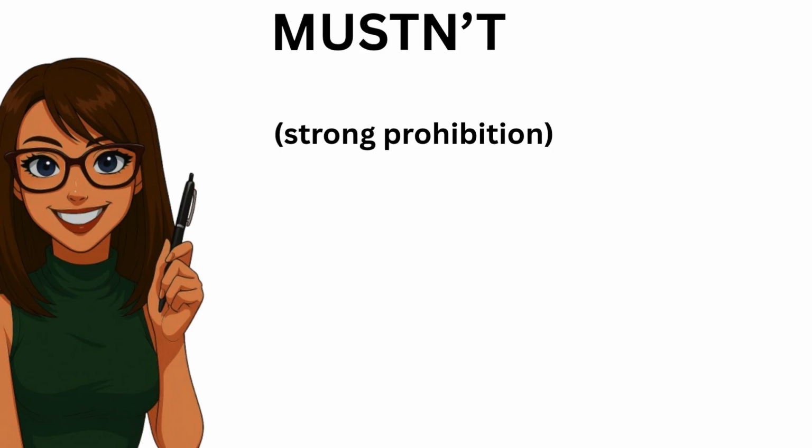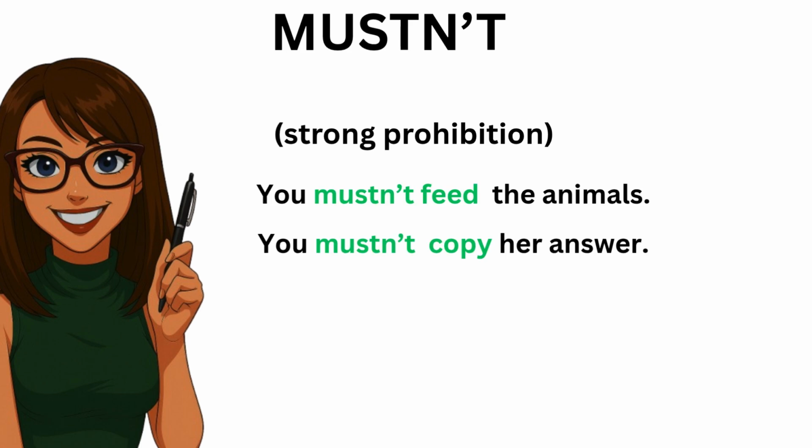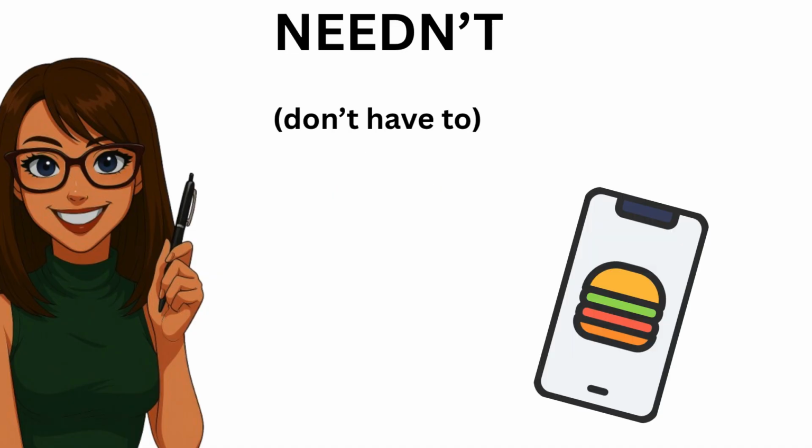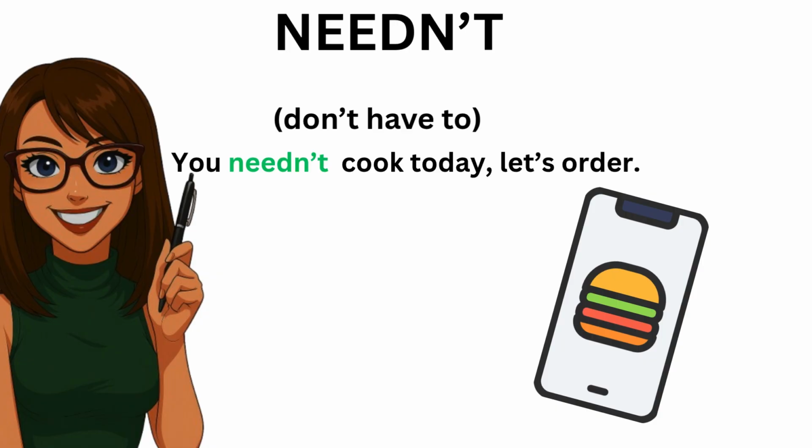Mustn't. We use this modal to show strong prohibition. You mustn't feed the animals. You mustn't copy her answers. Needn't. It means you don't have to. You needn't cook today. Let's order.